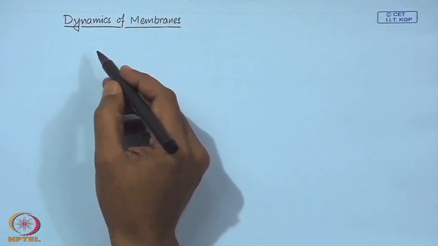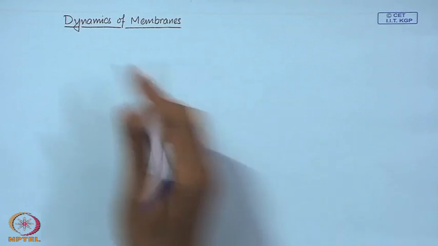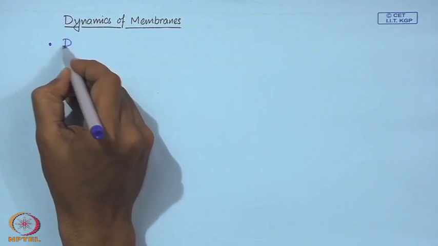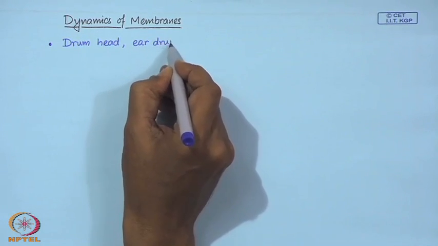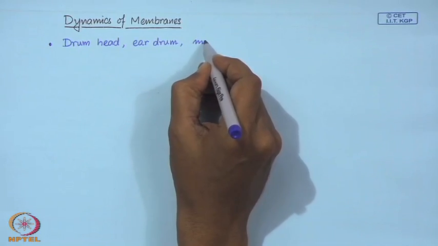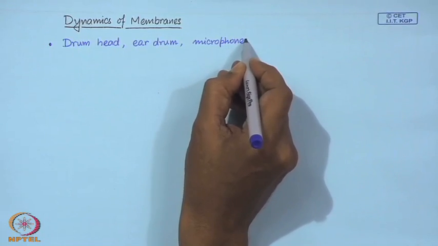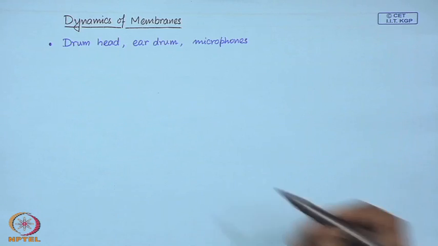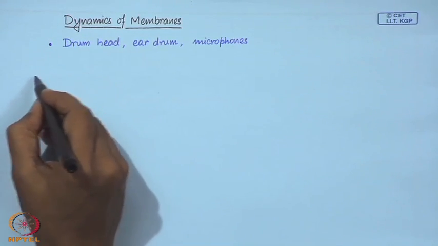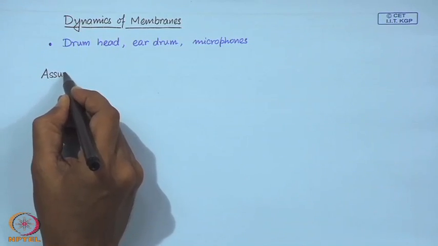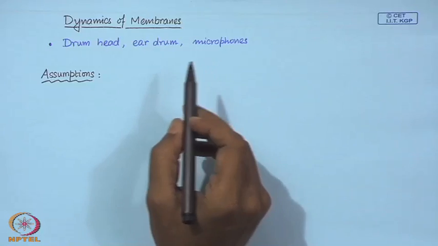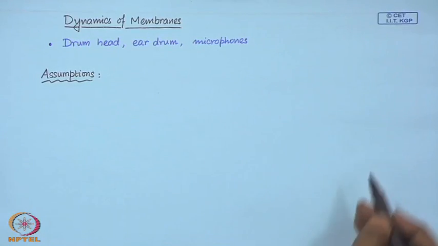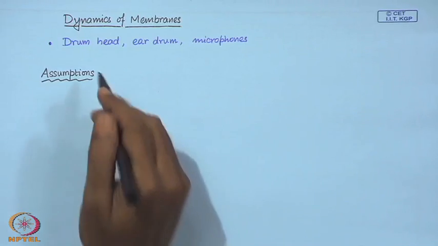First of all, where do we find membranes? We find membranes in eardrums, on drum heads, and in certain kinds of microphones, etc. Now, we study membranes not just to study drum heads or eardrums or microphones, but to understand this two-dimensional elastic continuum, which is the simplest of its kind, because it does not transmit bending moment.